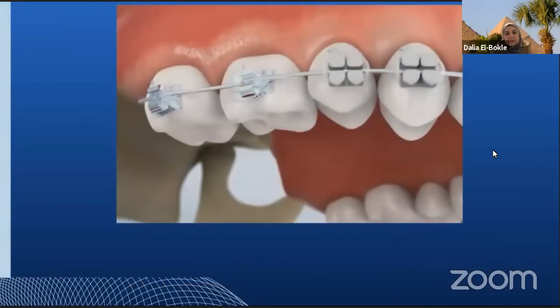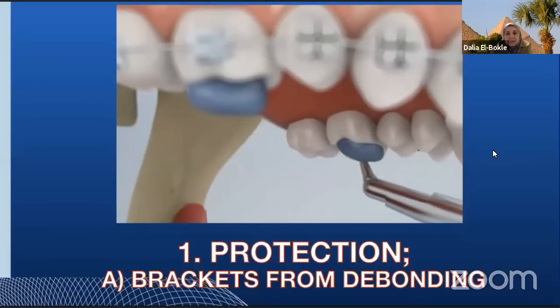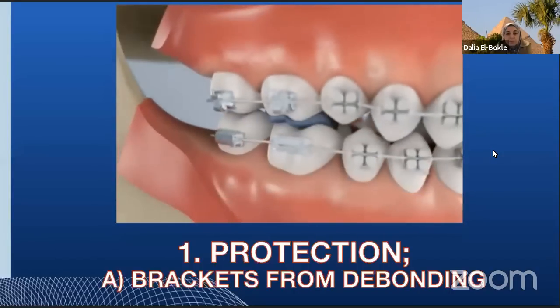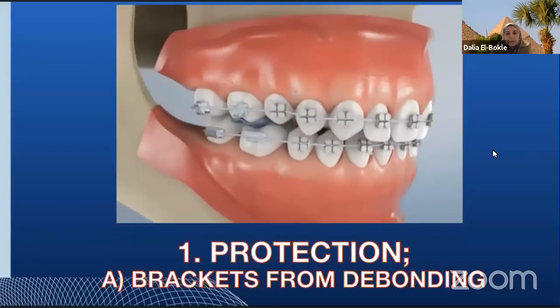Now, my fourth and last option is to place a bite turbo. This is the most common indication for disarticulation in order to protect the brackets from debonding in deep bite cases, while allowing the placement of the brackets at the ideal position from day one. So here, after placing the turbos, now no debonding may occur.